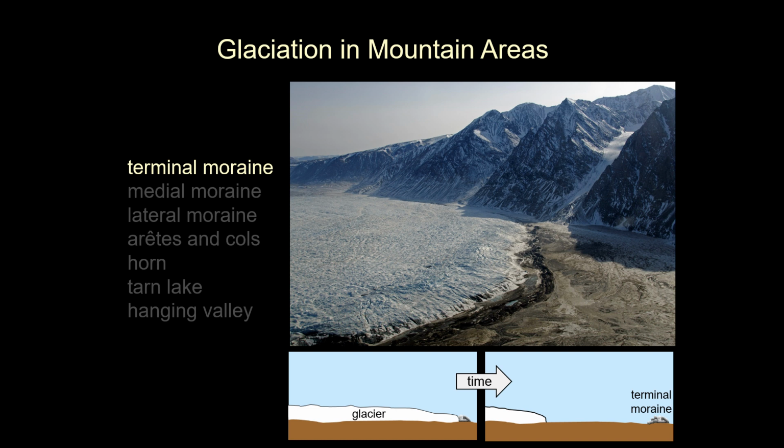Okay, a couple of features in mountain areas, some glacial features. The terminal moraine is similar to the terminal moraine we talked about related to continental ice sheet glaciation. So here's our terminal moraine in this bottom left corner view. We have the glacier and the terminal moraine. Right there at the toe of the glacier, the conveyor belt is dumping material. That's what the terminal moraine is. And when the glacier recedes and begins to disappear, you see the terminal moraine is left behind.